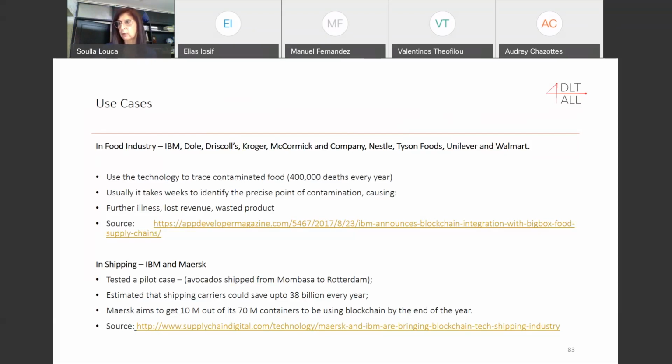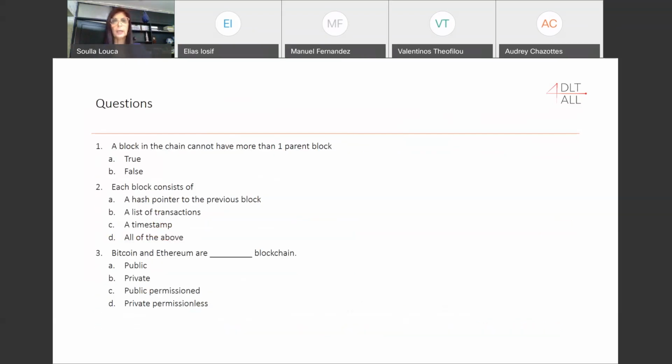And we have other collaborators on that. Other universities are collaborating with us in issuing their certificates on the blockchain.